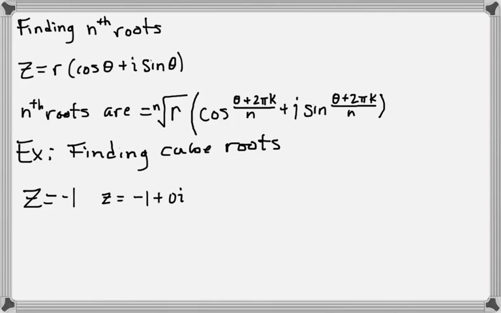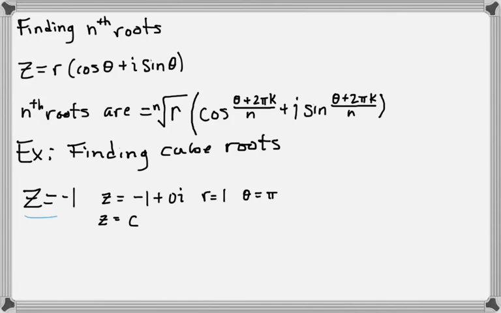It helps me think about, well, what is my angle? What is the angle for this? What's the radius? Or what's the theta? 180. It's 180, or pi, whichever way you want to think about it. Okay? What's my r? It is 1. Very good.